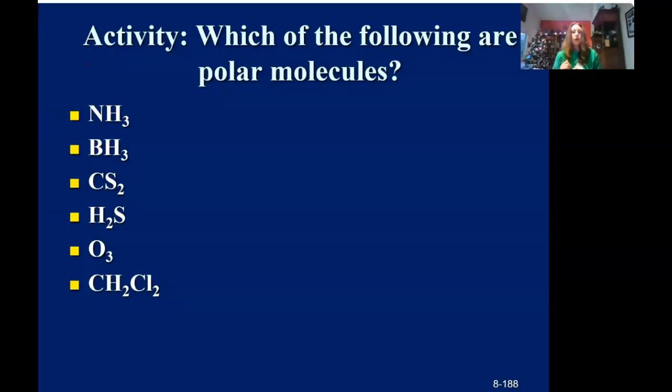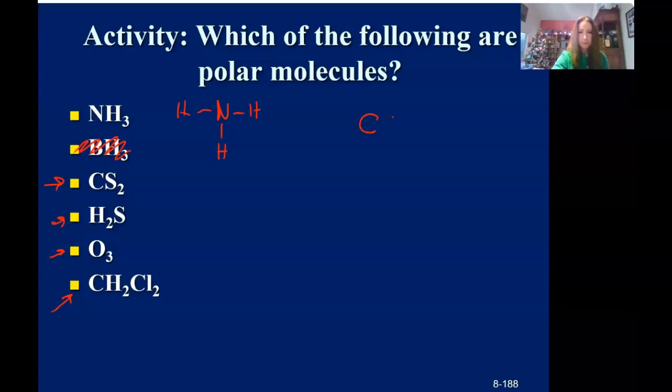Okay, we already did NH3 yesterday, so I'm just going to draw NH3 for you. And we're not going to do BH2, that's an exception. So let's do CS2 and H2S. Let's do those, and we'll do this one too. So CS2: carbon has 4 and sulfur is 6 times 2, so that's 16 valence electrons. Draw our skeleton structure.